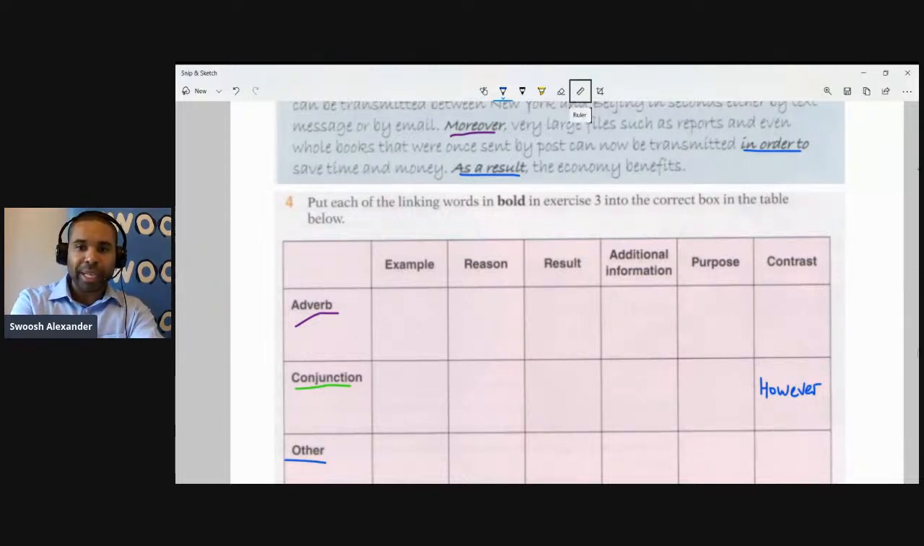Let's have a look at the next word. Oops, didn't want to do that. Let's get rid of that if we can. Okay, so let's have a look at the next word then, which we should be able to see now, and see if we can identify what the purpose is of this word as well.